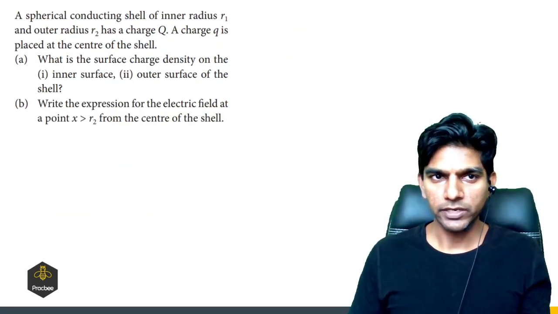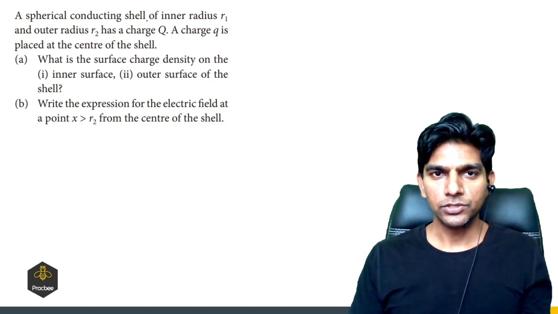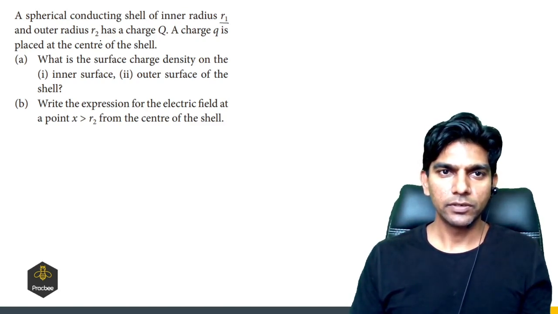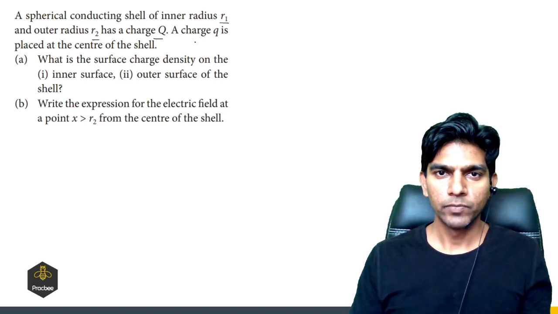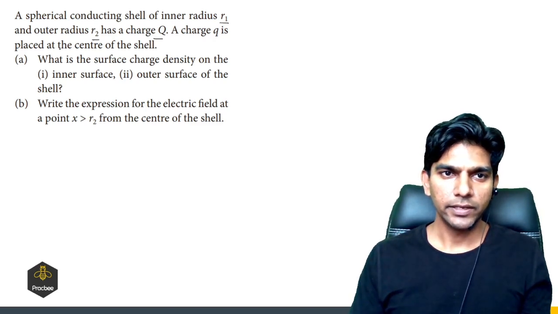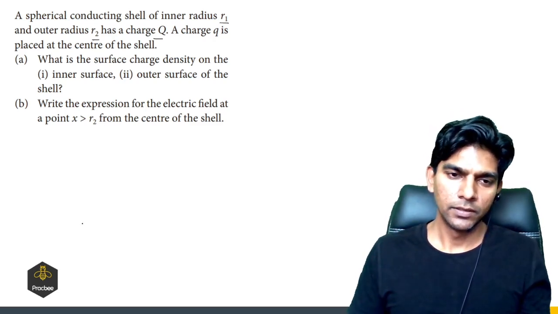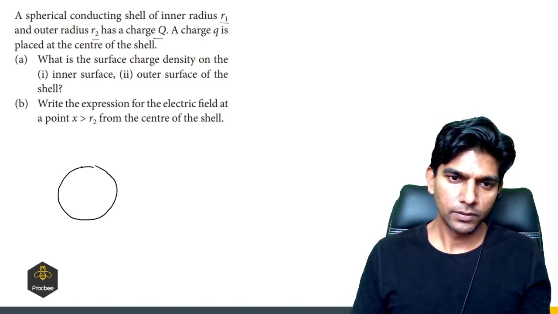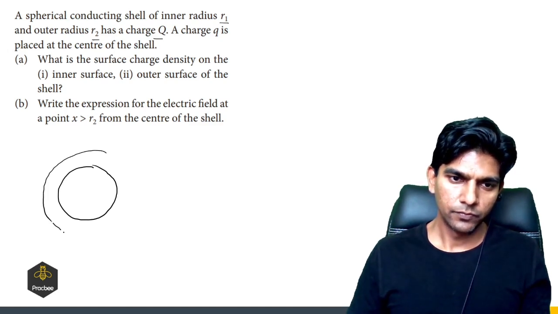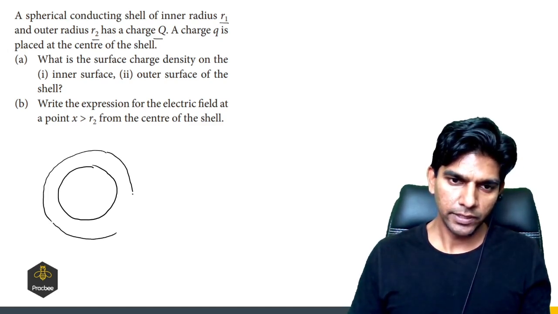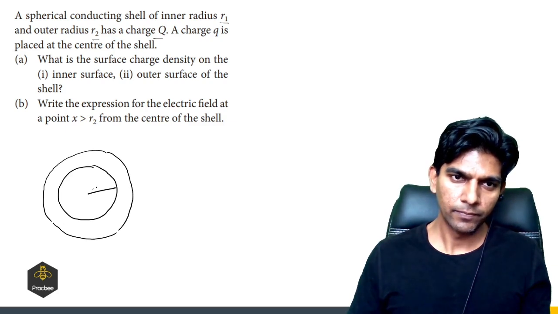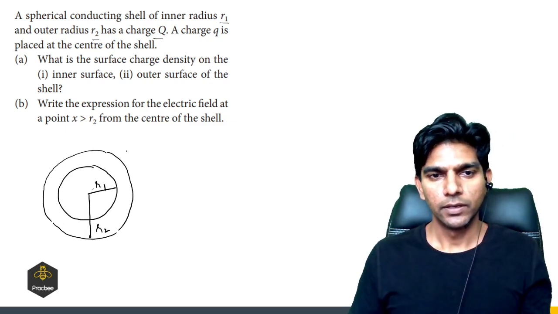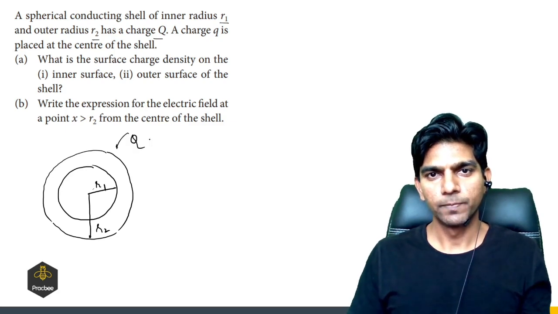Now let us see one more case. A spherical conducting shell of inner radius r1 and outer radius r2 has a charge q. A charge small q is placed at the center of the shell. So we are given a spherical conducting shell which has two surfaces. The inner surface has a radius r1 and the outer surface has a radius r2. And we are given some charge q.